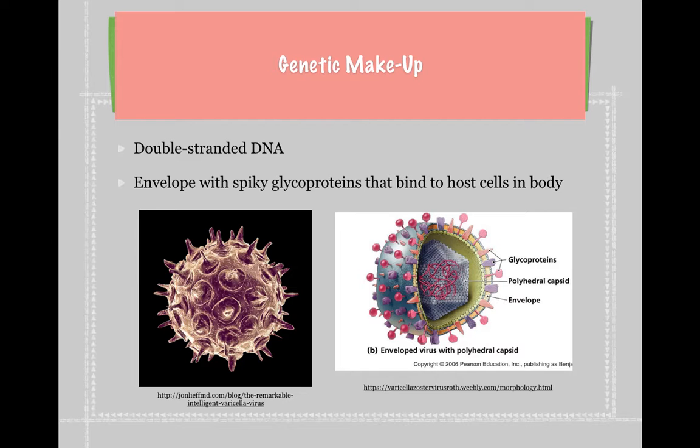The genetic makeup of the Varicella Zoster virus is double-stranded DNA. The virus has an envelope with spiky glycoproteins that bind to host cells in the body. This spiky outer layer allows the virus to move seamlessly through cells and motor neurons. The capsule protects and has glycoproteins that target sensory nerve cells in the body, which then results in itching, tingling, and other symptoms. The capsule also protects the virus from phagocytosis, allows the virus to attach to the host, and allows glycoproteins to penetrate the host membrane.